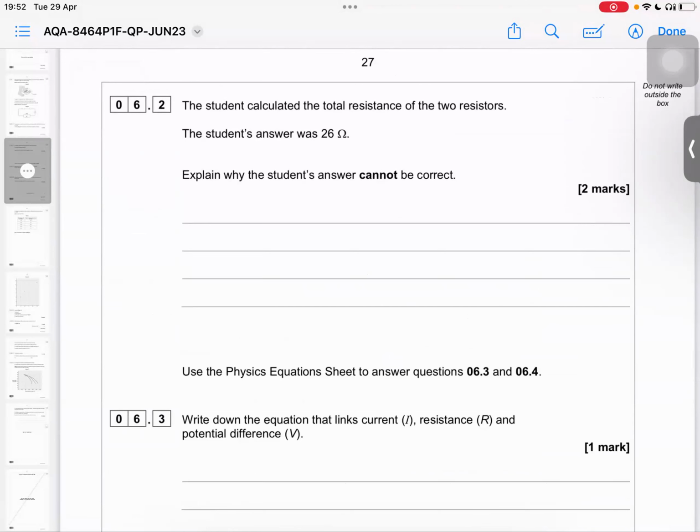Then calculated the total resistance of the two resistors. The student's answer was 26. Yes, it can't be correct, because the total resistance of resistors in parallel is usually less than either of them. So there's no way we can have it that way.